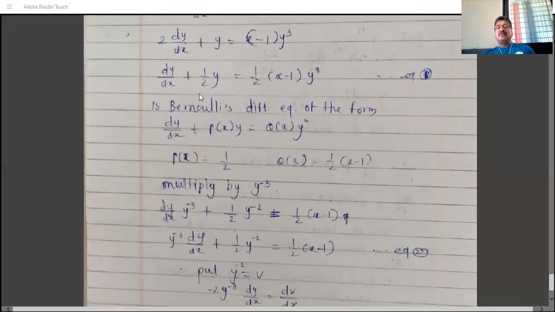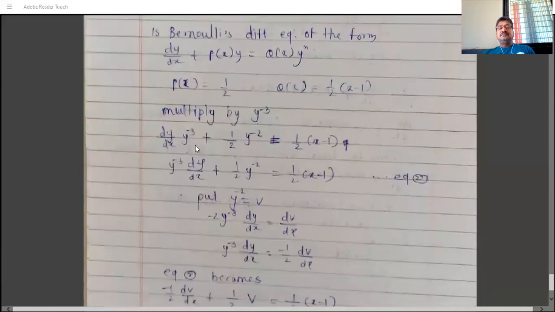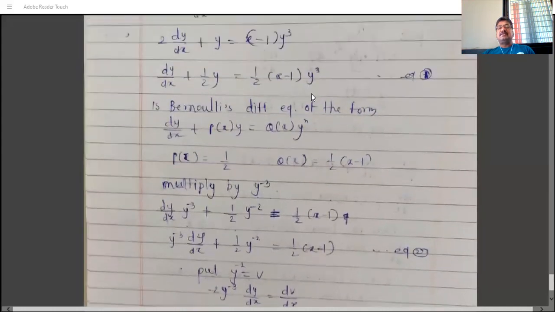P(x) is this 1 by 2, is equal to Q(x) y raised to n. Q(x) is 1 half x minus 1, and y raised to n. Obviously n is 3. And so multiplying by y raised to minus 3.